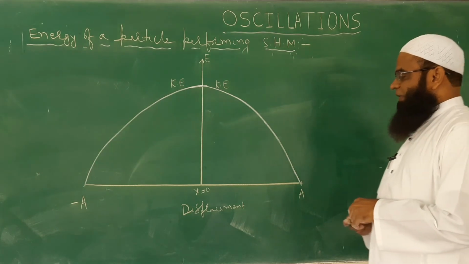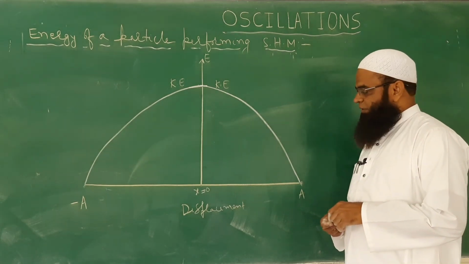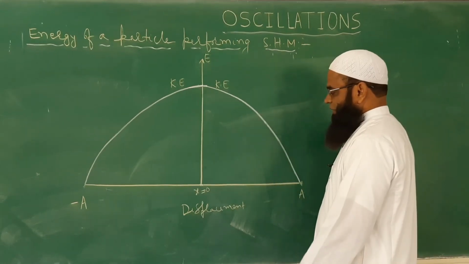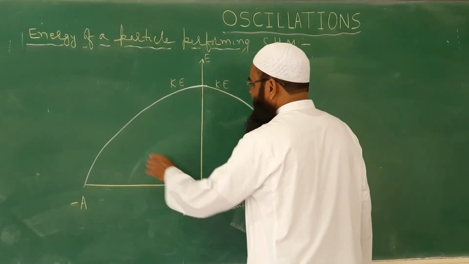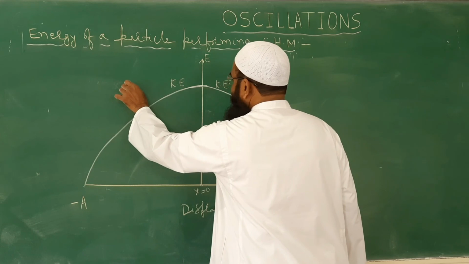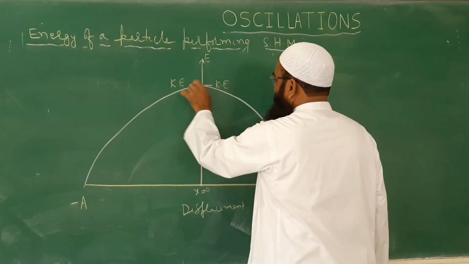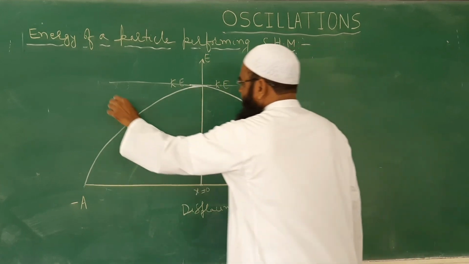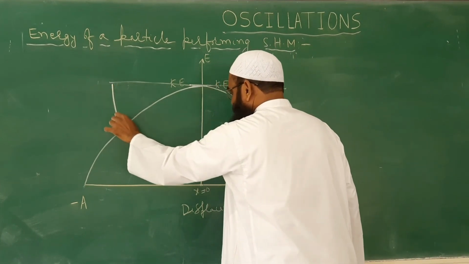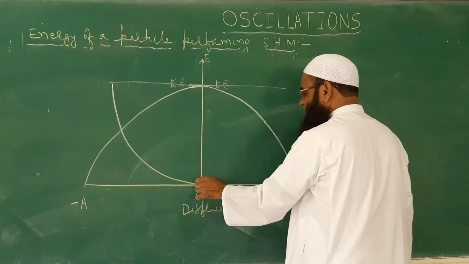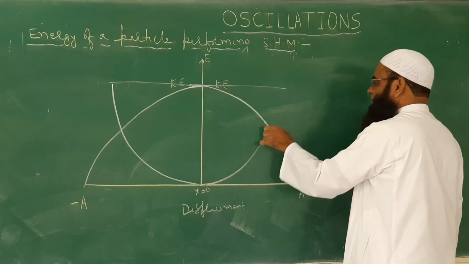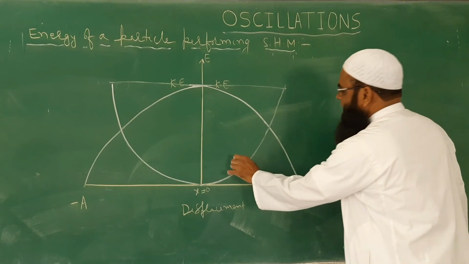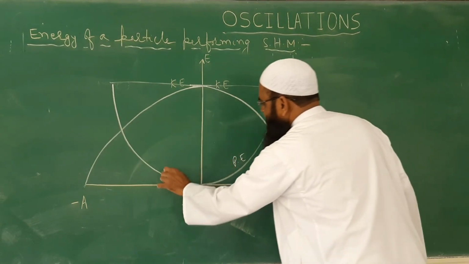Exactly inverse is the potential energy. When the particle is at the mean position, potential energy is 0. As the particle goes away from the mean position to the extreme position, with reference to the total energy, I will draw the curve. As the particle goes from extreme position to mean position, potential energy decreases, and again when it comes back to the extreme position, potential energy increases and becomes maximum.